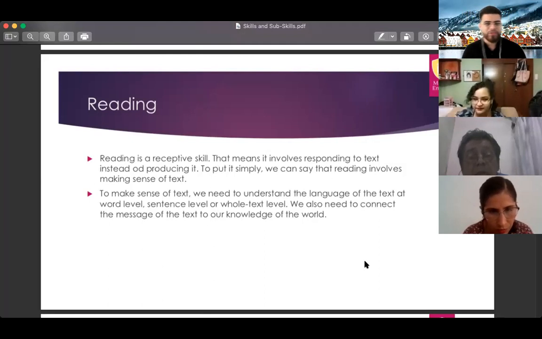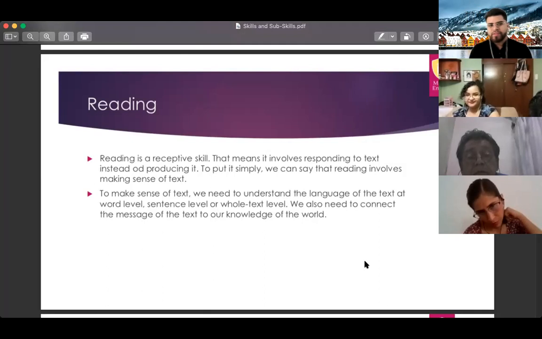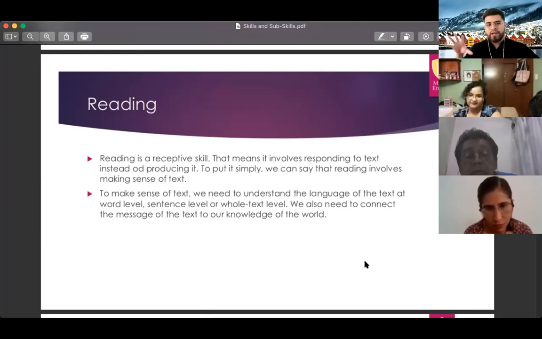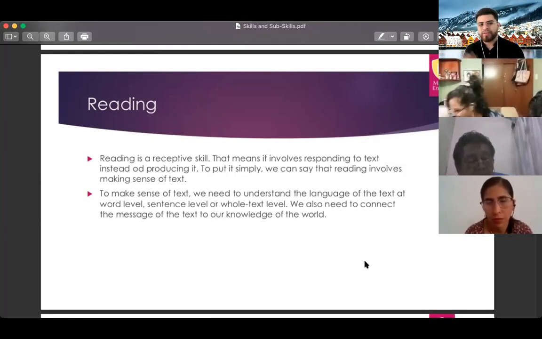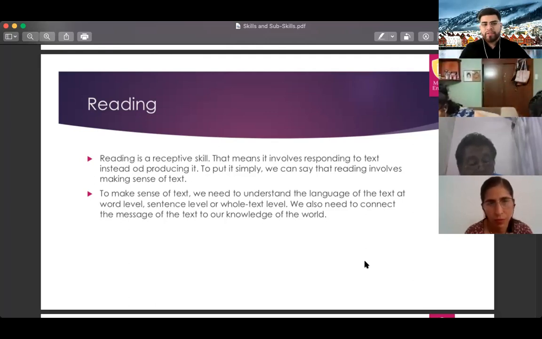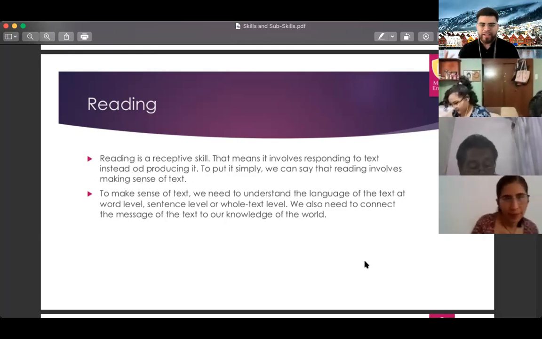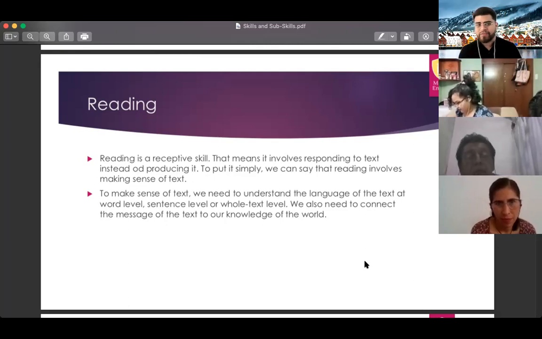All right, this is pretty simple to understand, right? We need to understand text at word level, sentence level, and whole text level. And then we need to be able to connect that message to our knowledge about the world. So, when we teach our students, first we teach them words, like colors, red, blue, green. We teach them numbers, 1, 2, 3. And then we start teaching them like verbs and subjects. And then they can start making sentences. I'm a boy, she's a girl. And then after they learn how to make sentences, they can learn how to make paragraphs or whole texts, all right? And writers do that too. And when we consume that, we need to be able to connect it to the real world.